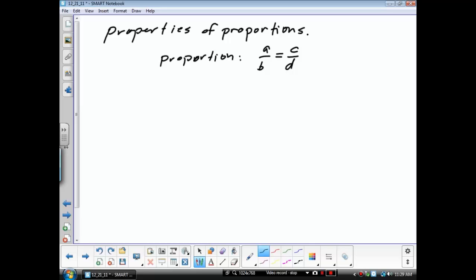We're going to look at about 5 properties here of proportions. And mainly they are, what can we do with these two ratios to still form the same proportion that this is? Now the first property I would like to look at is the means extremes property.